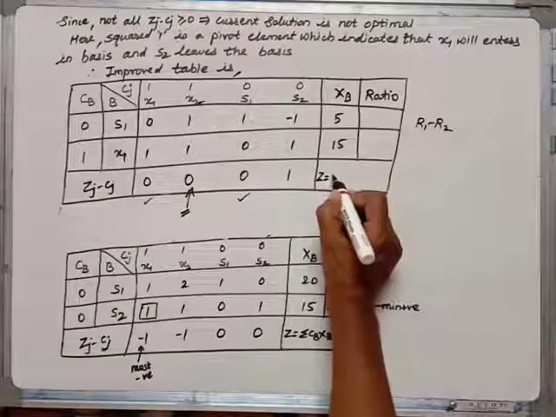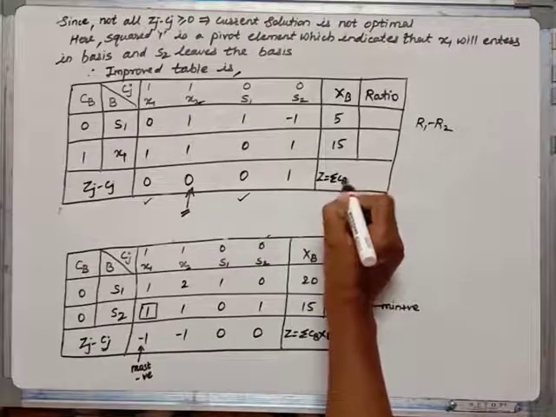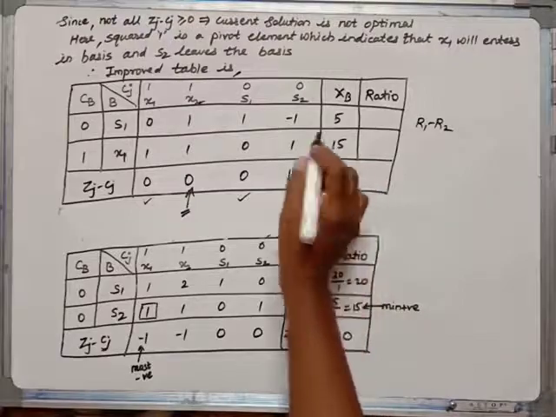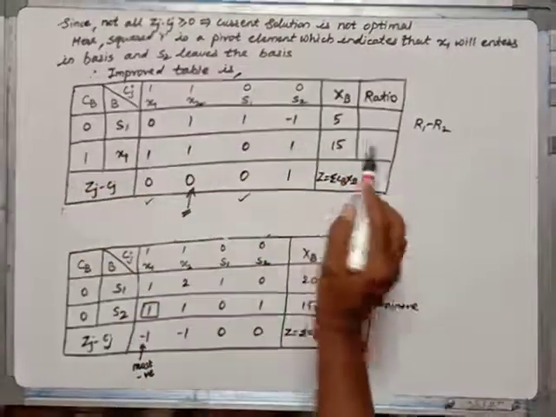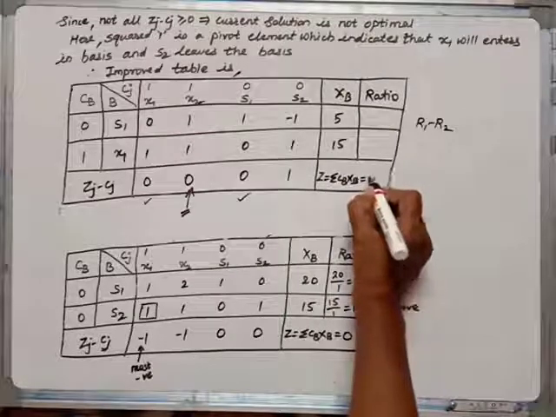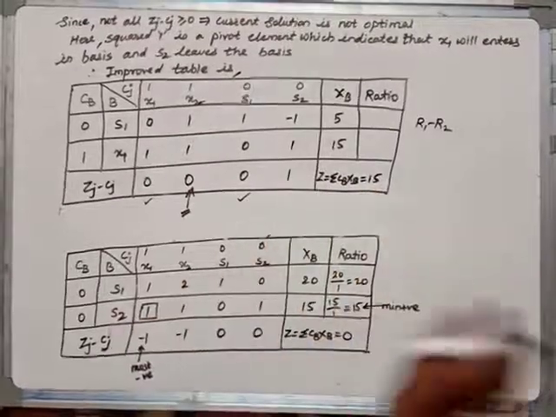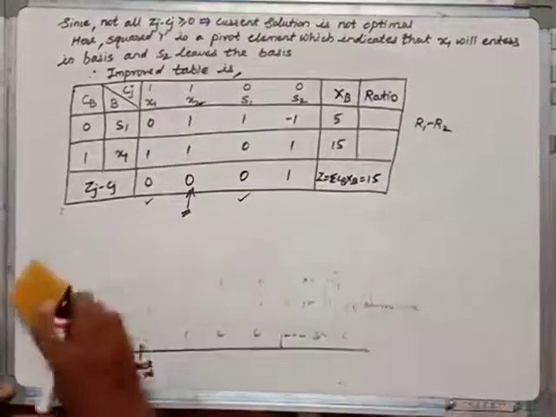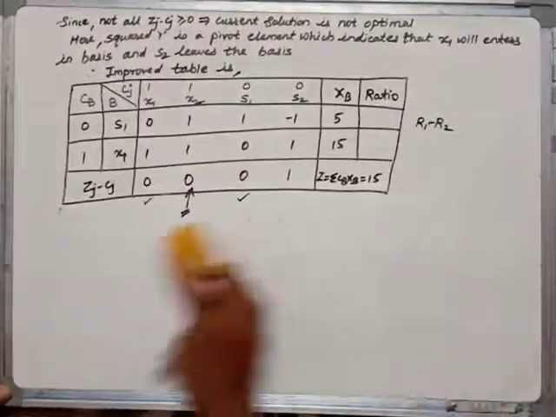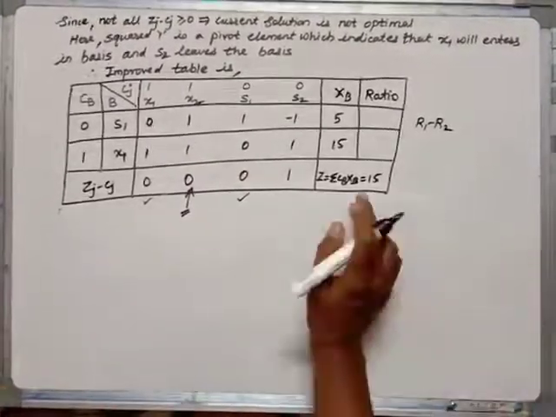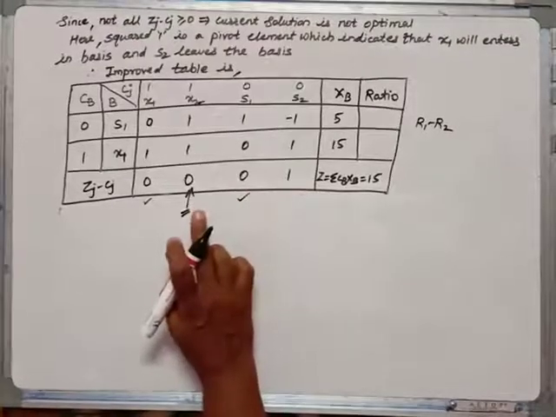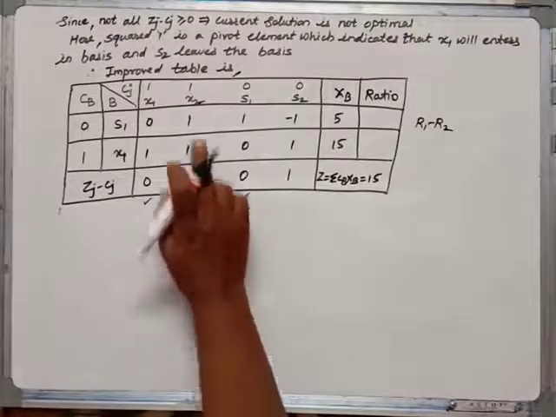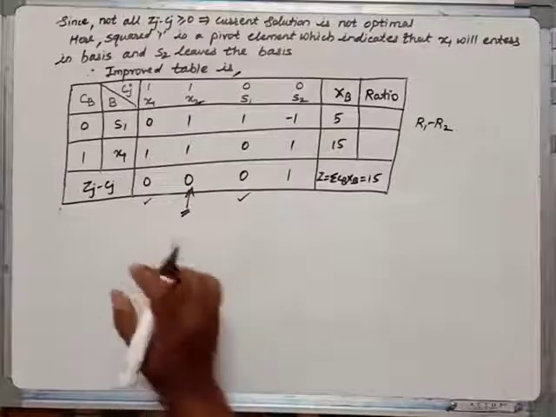Now here z is equal to summation cb xb. So 0 into 5 is 0 plus 1 into 15 is 15. So 0 plus 15 is 15. So z is equal to 15. So now our solution is here. This is an optimal solution because all Zj minus Cj are positive. But this problem has an alternate solution as this x2 also wants to enter in a basis.